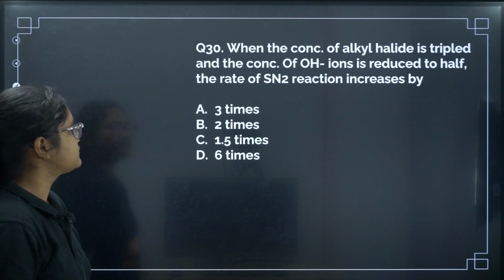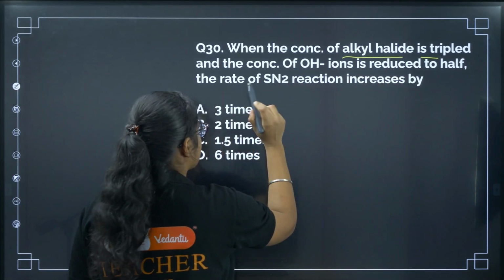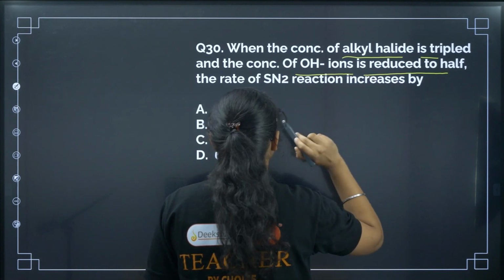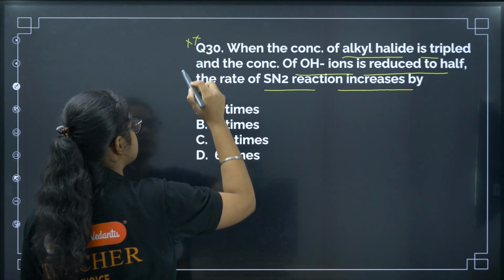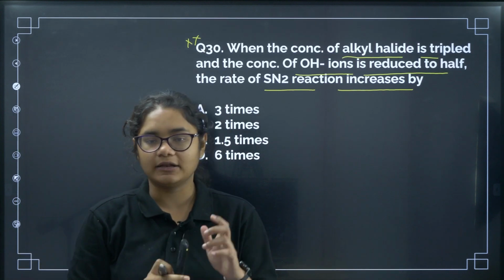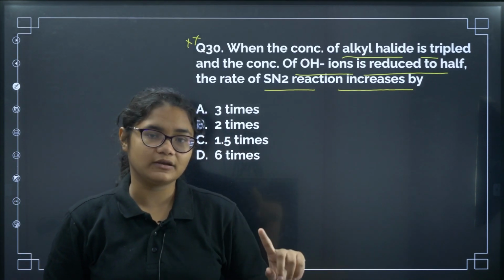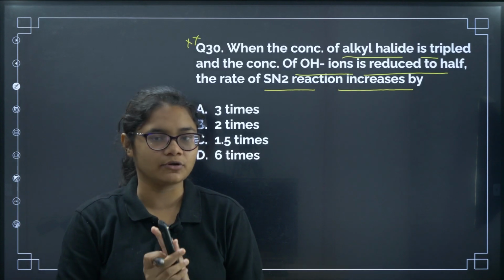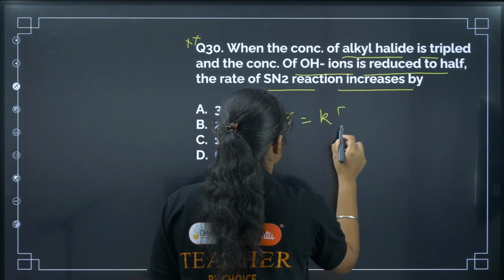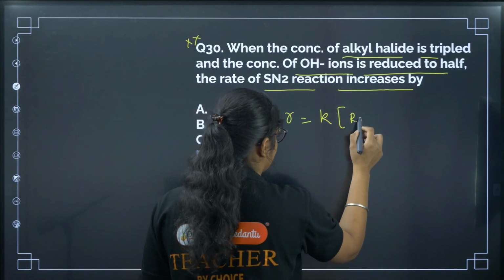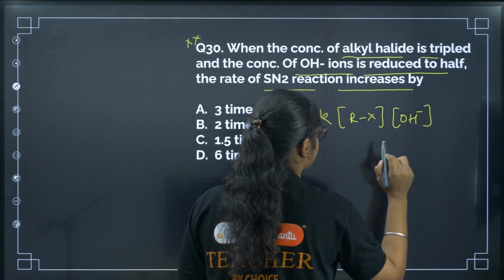Now next question, when the concentration of alkyl halide is tripled and the concentration of OH minus is reduced to half, the rate of SN2 reaction increases by. This is also one important question. In SN2 reaction, the rate depends on the alkyl halide as well as on the nucleophile. But in SN1 reaction, it depends only on the concentration of alkyl halide. So if I write the rate here, it will be equal to K times the concentration of alkyl halide and the concentration of OH minus, the nucleophile.